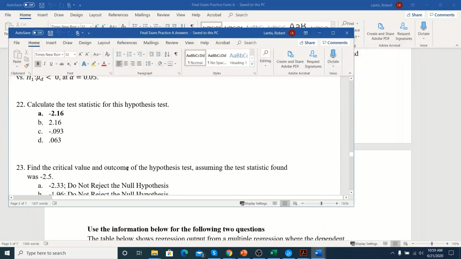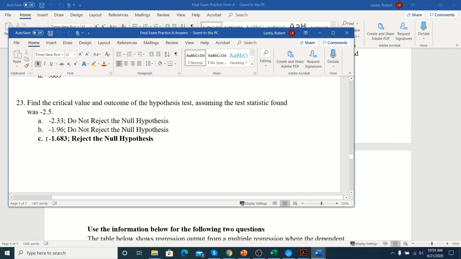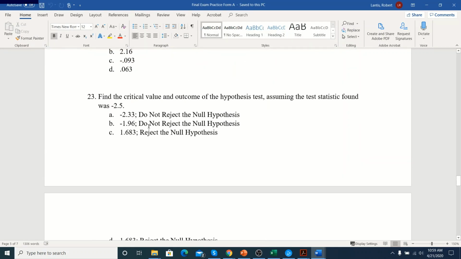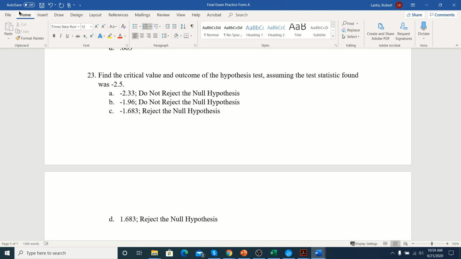I bet it's right in the answer key and I copy and pasted it over. Yep, okay. So it should be C, but somehow when I was doing this, I accidentally deleted the negative sign. So I'll repost this practice exam with this change. Let me save this and I'll post this. So negative 1.63 we should reject.